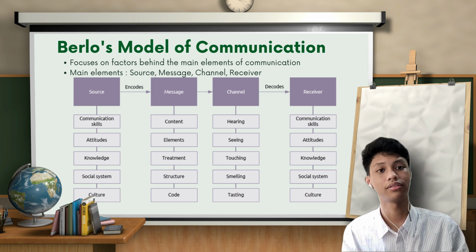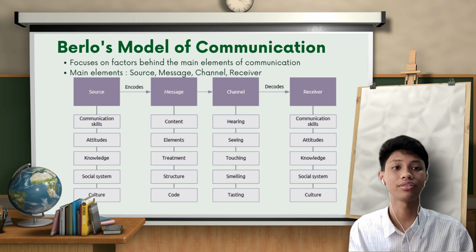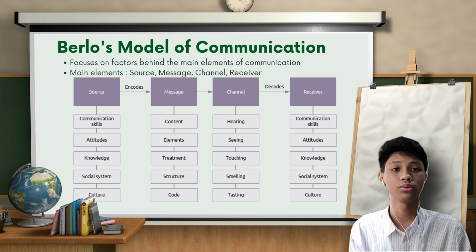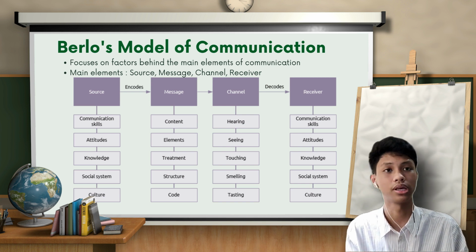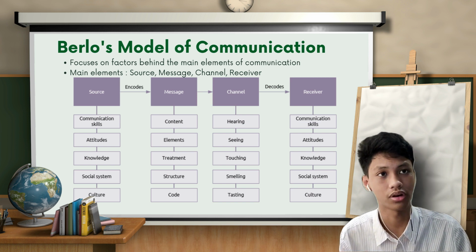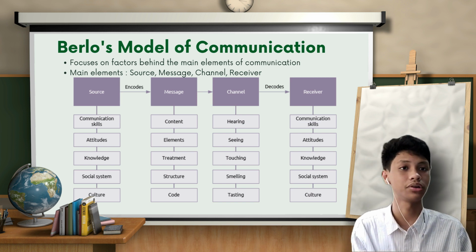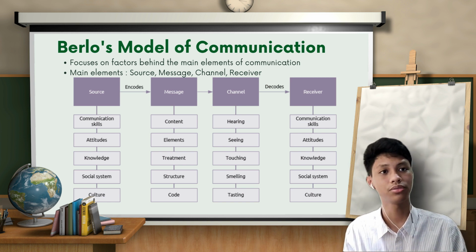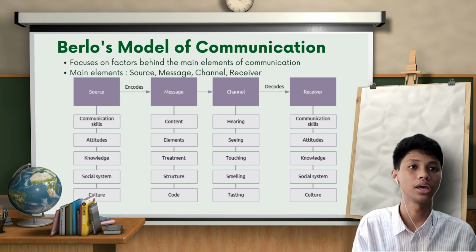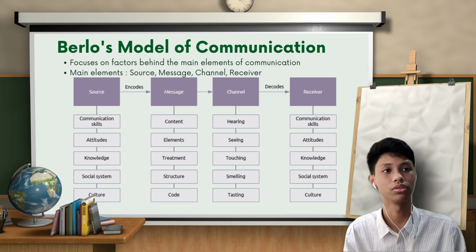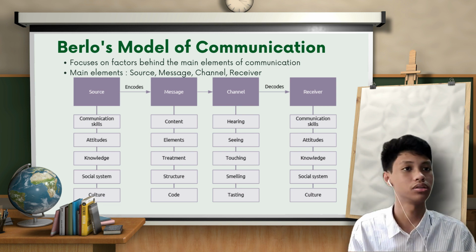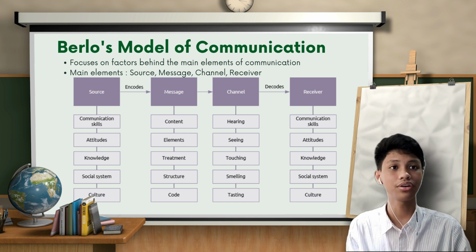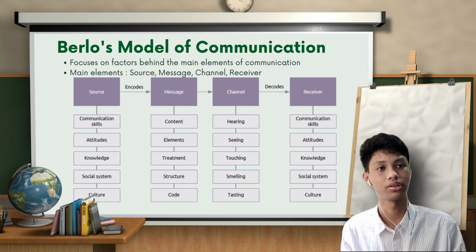So, what exactly is Berlow's model of communication? It focuses on the factors behind the main elements of communication, and similar to the previous two models, it is also a linear model. And the main elements consists of the source, the message, the channel, and the receiver. We can see here on the model, the uppermost part, we have the source, which encodes information in the message, which will be passed on through a channel, and where it is ready to be decoded by the receiver. So we can see below each main elements, there are sub-elements in which we will discuss later on.